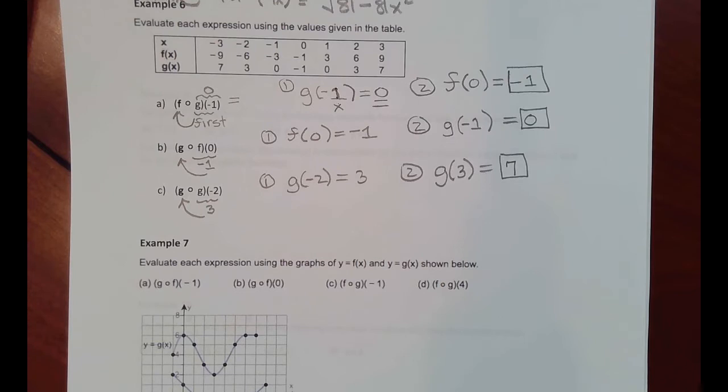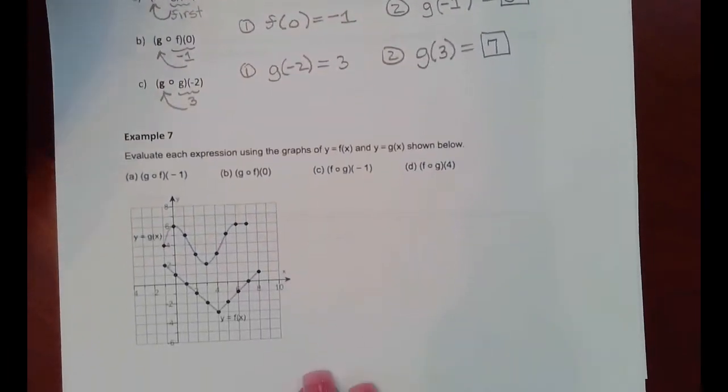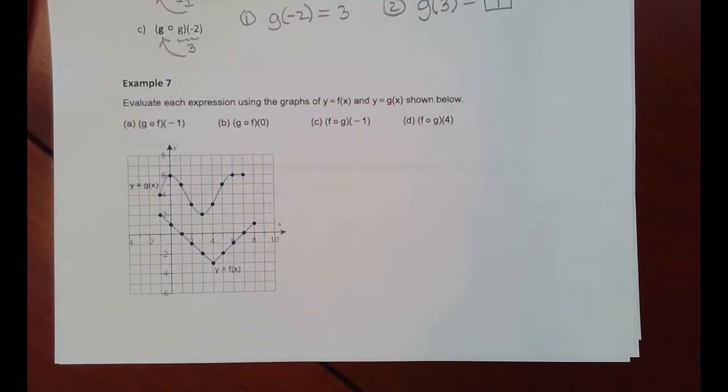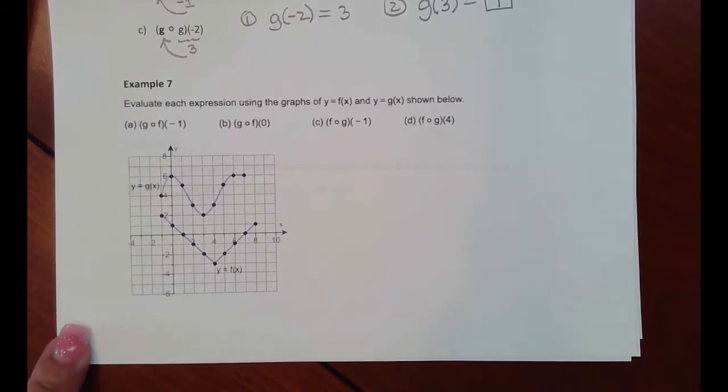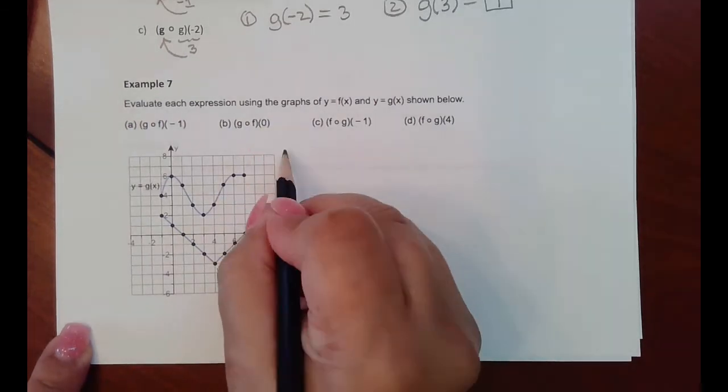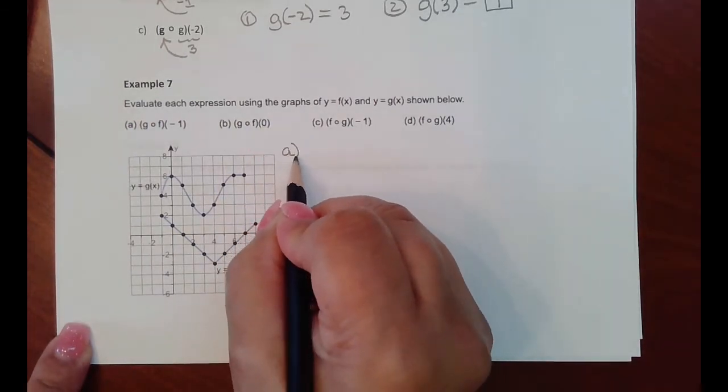Okay, that completes number 6. Now we're going to do the same thing, but on a graph. Remember, the theme is work with the inner function first. If there's a value, evaluate that first. And then once you get a value for that, the Y partner, you will then plug it into the outer function. Okay, so here we go with part A.